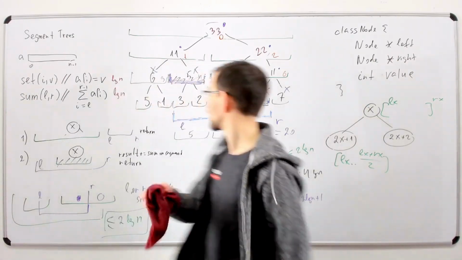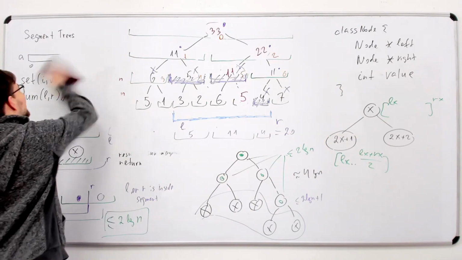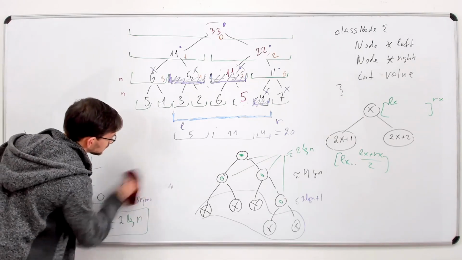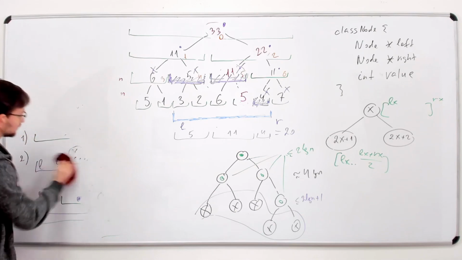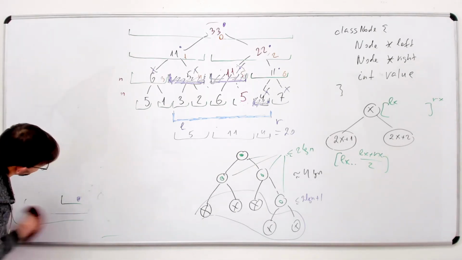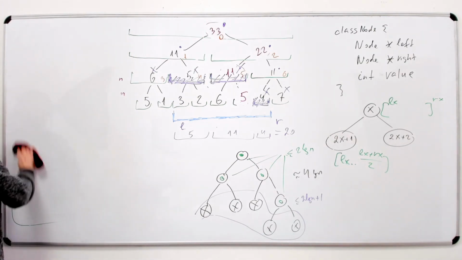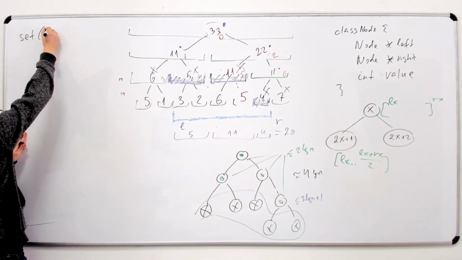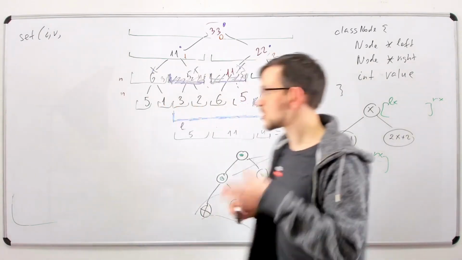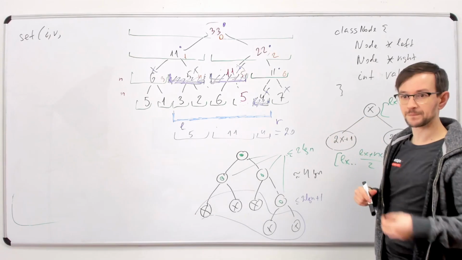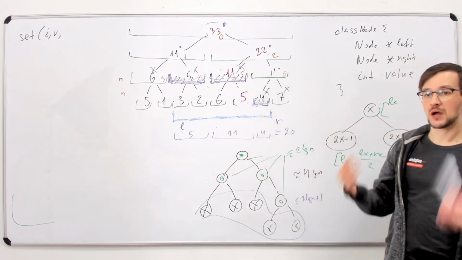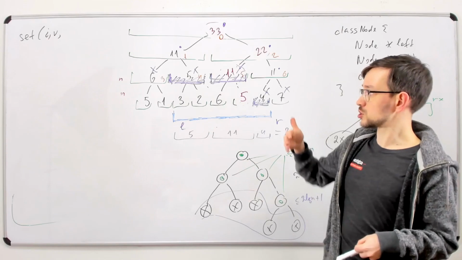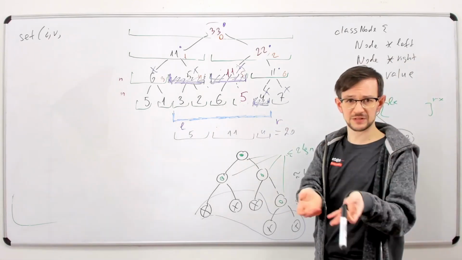Okay, now let's implement something. Okay, let's go. First, let's implement this set operation. The set operation just puts element v in position I. I will make both operations in a recursive way. So I will make a recursive procedure which performs the operation in the given subtree.